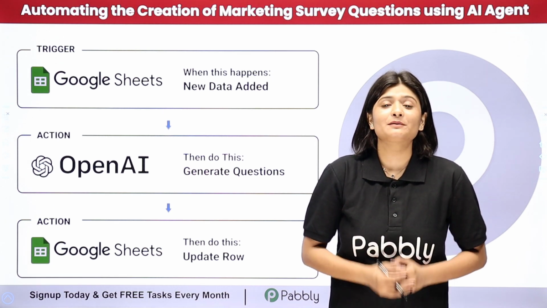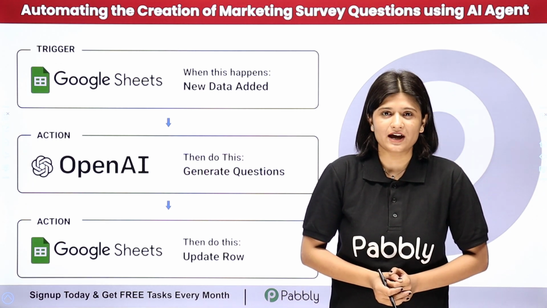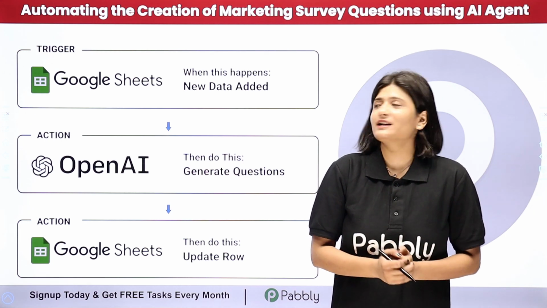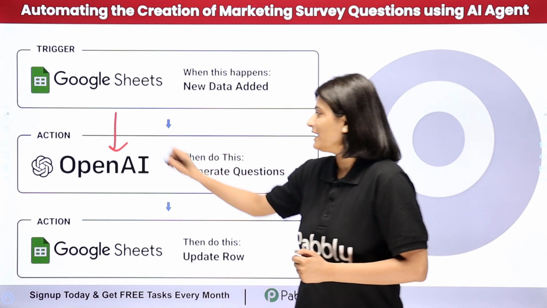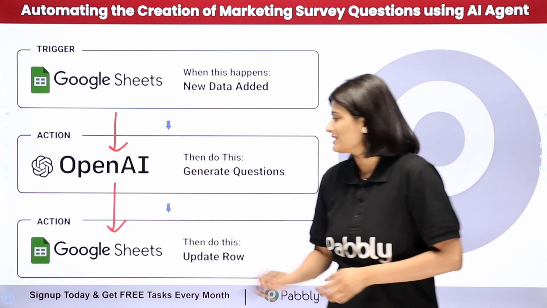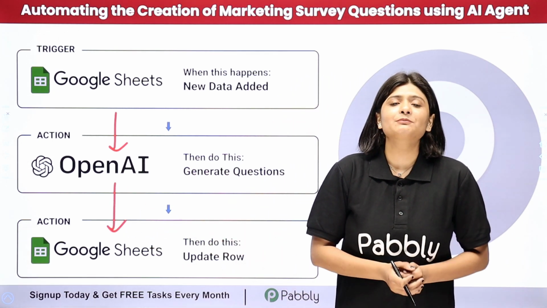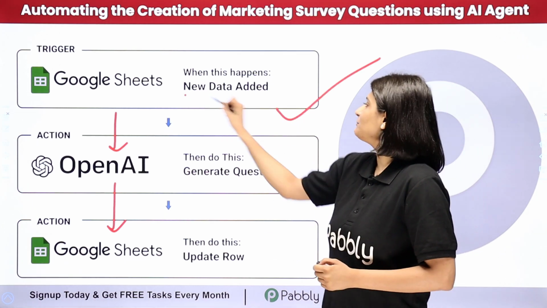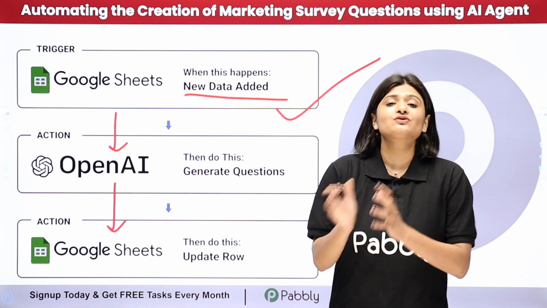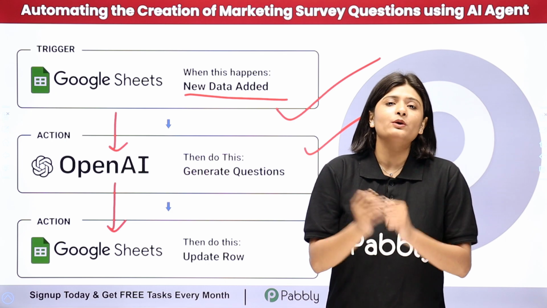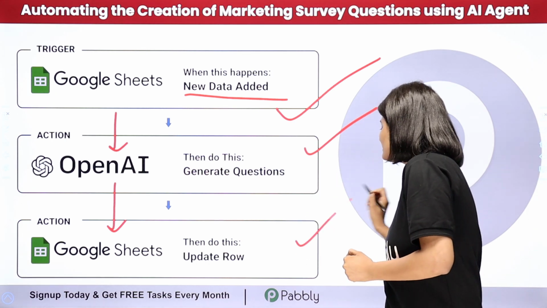Pabbly Connect is an amazing automation and integration software which requires no coding or programming skills. Here I just need to build a connection between Google Sheets, OpenAI, where I am going to use OpenAI as my AI agent, and then again Google Sheets. With the help of Pabbly Connect, I am going to build this connection in such a way that whenever I add new data in my Google Sheets spreadsheet, the questions will be automatically generated with the help of OpenAI and my rows will be automatically updated in my Google Sheets spreadsheet.